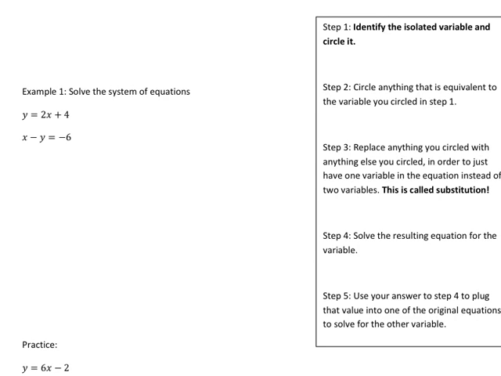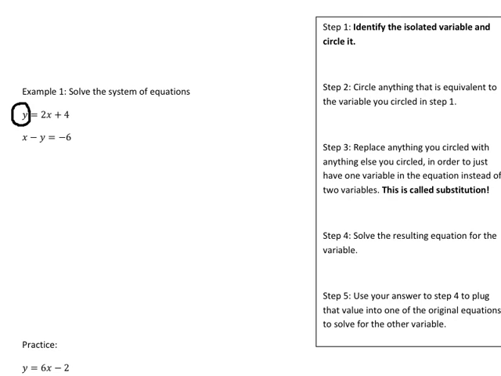So as you can see on your paper, we have a list of steps that we're going to go through to solve a system using substitution. And the first step is to identify the isolated variable. That means the variable that's all by itself on one side of the equation. So right here I have my system, and I notice that y is all by itself. That's the isolated variable. So I'm going to circle the isolated variable y.